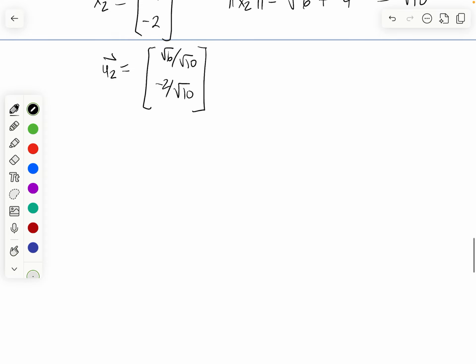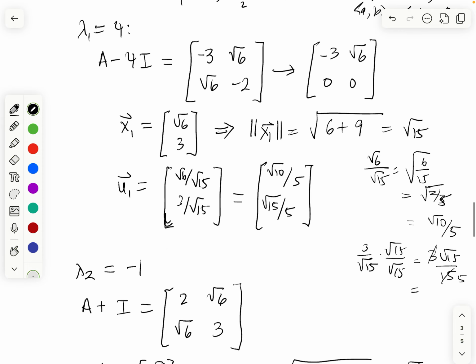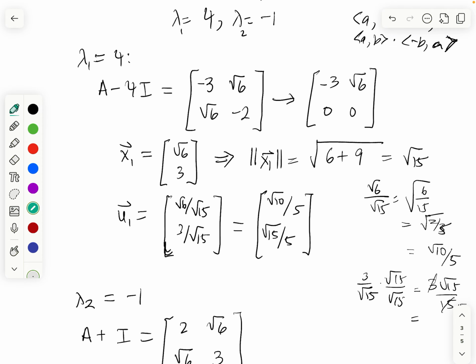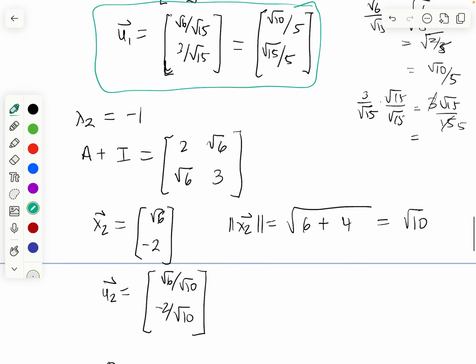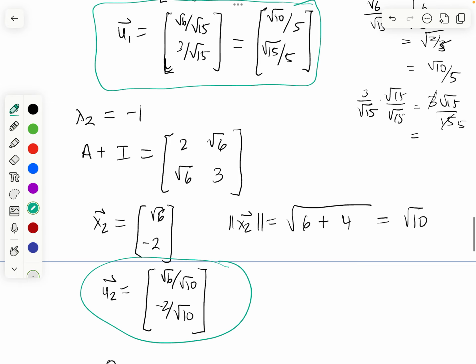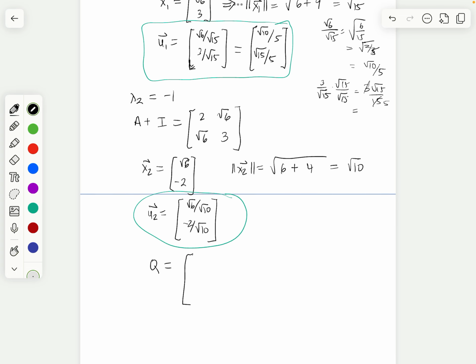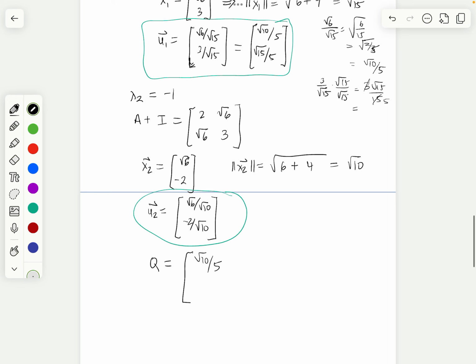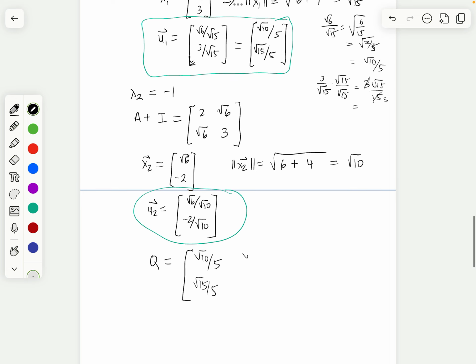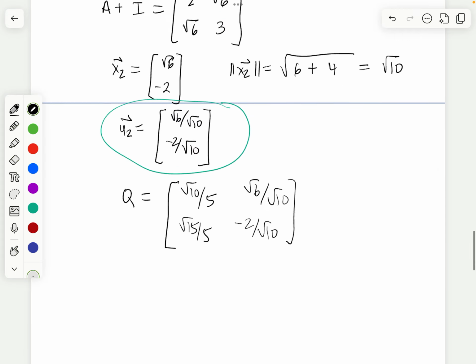And now we're ready to say what Q is, right? We can just form Q to be the matrix where you have columns u1 and u2. So here's my u1, and there's my u2. And if I just make it so I can see both of them, then I get Q where the first column is root 10 over 5, root 15 over 5. Second column is root 6 over root 10, negative 2 over root 10. So that's my Q. And my lambda is the matrix with diagonal entries being the eigenvalues. So that's 4 and negative 1.